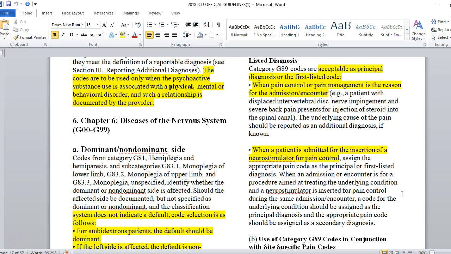So again, when they're coming in specifically for insertion of the neurostimulator, pain code goes first. But if we're treating the underlying condition and then we also happen to place a neurostimulator, the reason for the surgery is to fix the condition. Condition would go first, then pain. So it's all situational. Why is the patient coming in? What are we doing for the patient during this session?